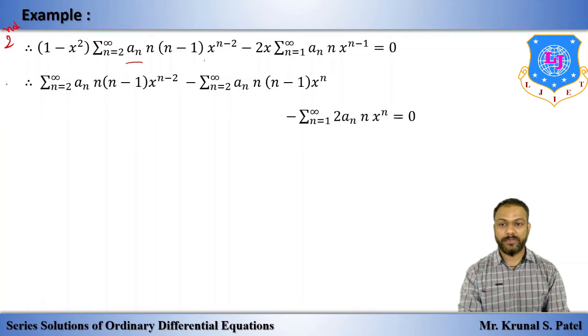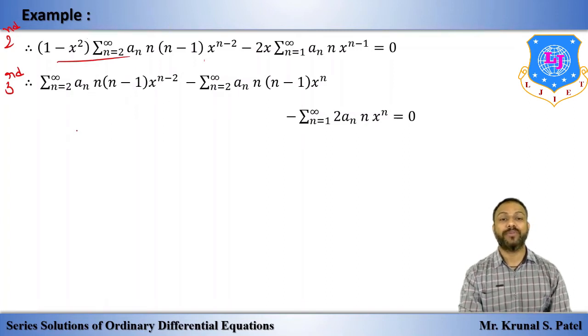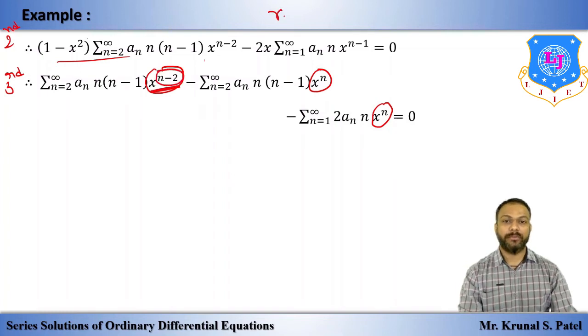So this is our third step. The first step is trial solution, the second step is substitute, the third step is simplification. Now the fourth step, as I told, is make the power of x equal. Here you can see x raised to n minus 2 in the first term, in the second term we have x raised to n, and in the third term we have x raised to n. So these are the same. Now we will try to make this power n minus 2 into n.